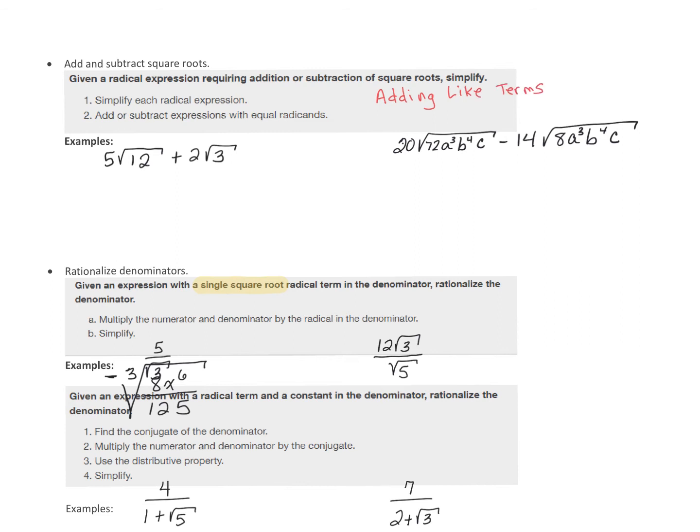So for example, 5 root 12. I'm going to write it up here. 12 is 4 times 3. So this will be 5 times the square root of 4, which is 2, and then we cannot take the square root of 3. So that's going to give me 10 root 3 in the end, plus 2 root 3. So we have 10 root 3 plus 2 root 3. Those are like terms, so we're going to get 12 root 3.